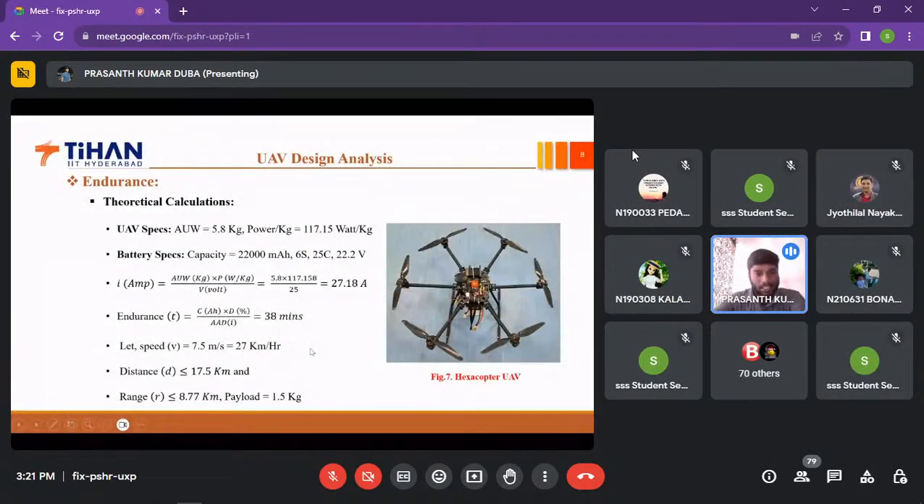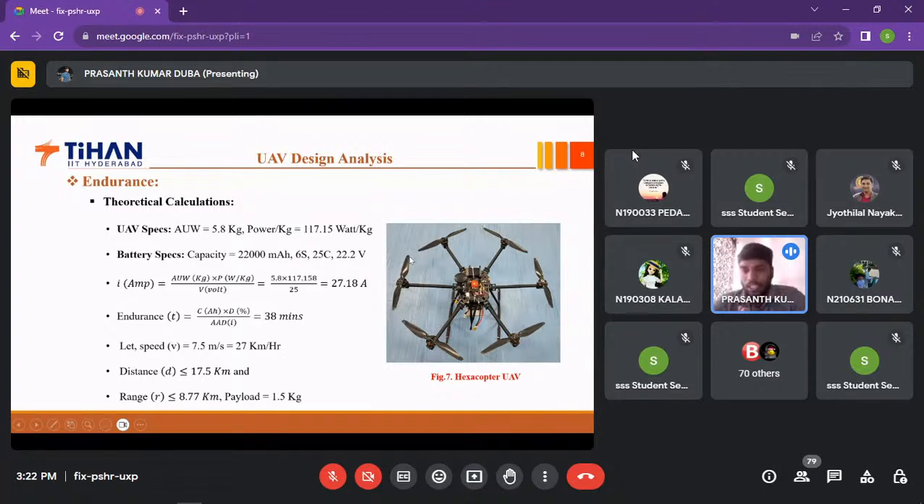Once this is done, suppose with this UAV I go at a speed of 7.5 meters per second, how much maximum distance can I cover? With the simple relation, speed equals distance by time, speed times time gives around a maximum of 17.5 kilometers. So this particular UAV will go a maximum of 17.5 kilometers with this architecture.